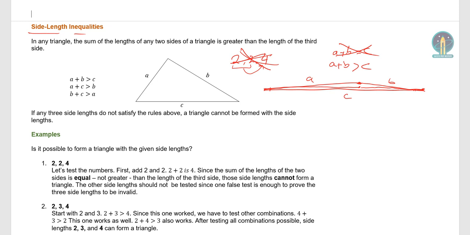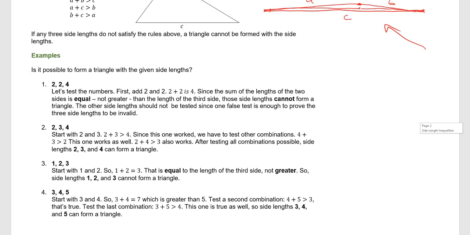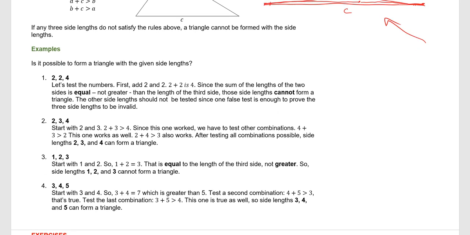Okay? So hopefully this explanation was clear. Let's look at some examples to solidify this. Is it possible to form a triangle with the given side lengths? 2, 2, 4. We just talked about this, right? Let's test the numbers. Add 2 and 2. So 2 plus 2 is 4. Since the sum of the lengths of the two sides is equal, not greater than the length of the third side, those side lengths cannot form a triangle. The other side lengths should not even be tested, since one false test is enough to prove the three side lengths are invalid or do not form a triangle.